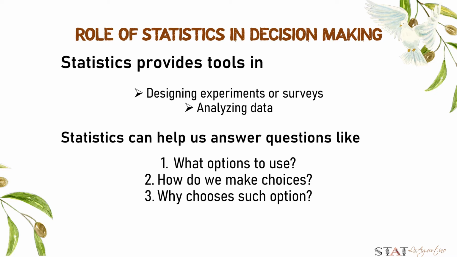Why choose such an option? Especially in experimental researches, what choice should I choose? What design? Is it RCBD? Is it completely randomized design? In the next topic, you'll be able to know what I'm talking about. But statistics can help us answer questions like that. How do we make choices? What is the better option?